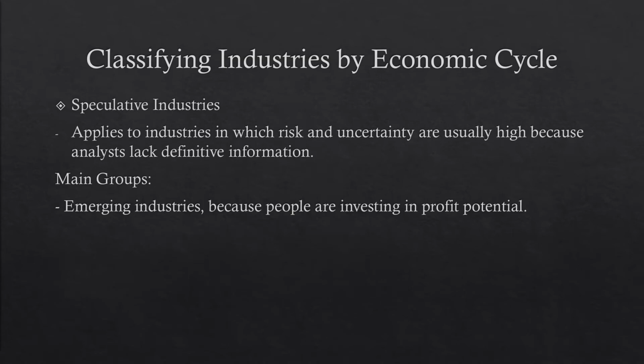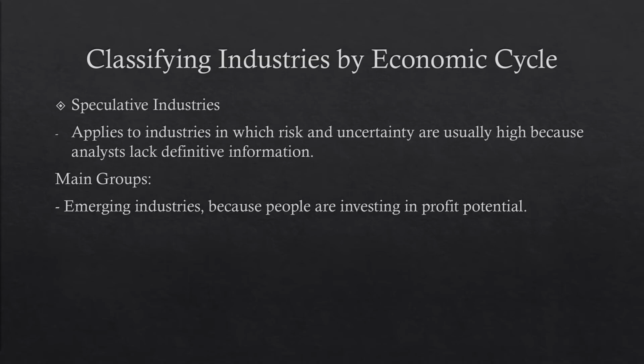And next we have speculative industries. This basically applies to industries in which risk and uncertainty are unusually high because analysts lack definitive information. The main groups here are emerging industries, and it's because people are investing in that profit potential. A lot of these emerging industries don't have the valuation to back it up. You won't see that the companies are making profit, so you aren't really buying into that. You're buying more into that profit potential.